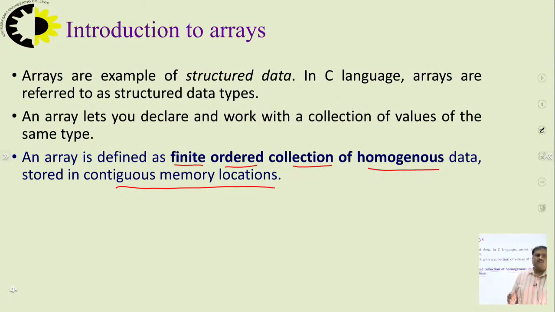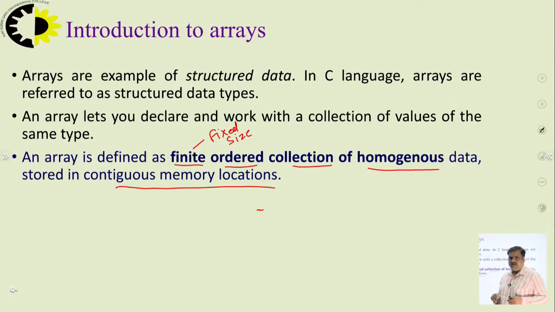So, let us try to understand the meaning of this definition. Like here we have said finite. Finite means there will be a fixed size of array. So that means we have a fixed size of array. It is not like the array will be storing infinite values. That is not possible in C language. In C language, whenever we declare, we need to fix the size of the array.